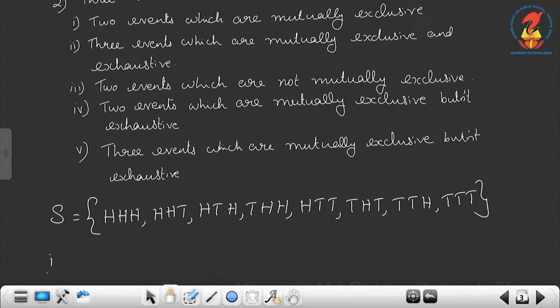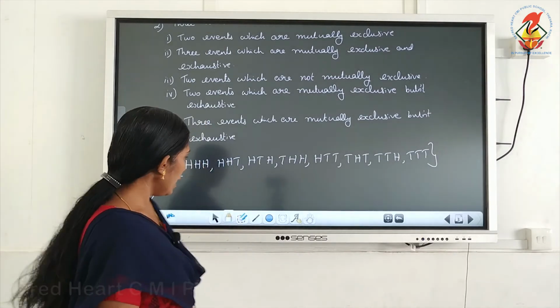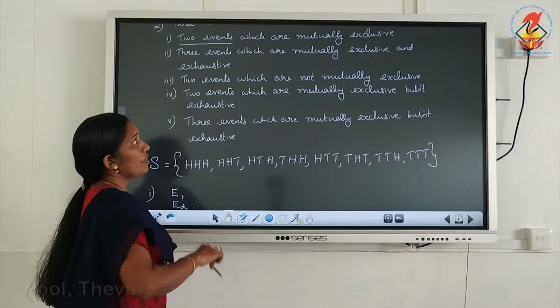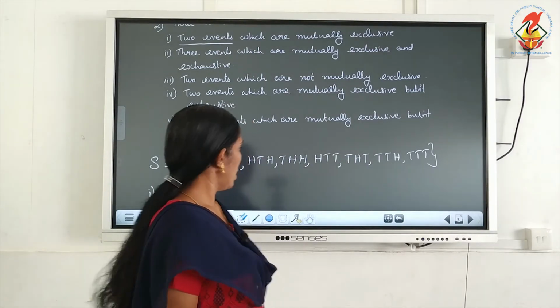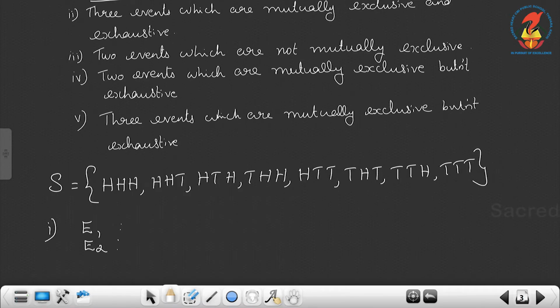Now look at the first one. 2 events, we have to describe the events. Anyway you can define. So E1, one event, E2, another event. We need 2 events which are mutually exclusive, so from this you can take which are mutually exclusive. Here I am writing, let E1 be the event. Mutually exclusive means the intersection must be the null set. So getting at least two heads.